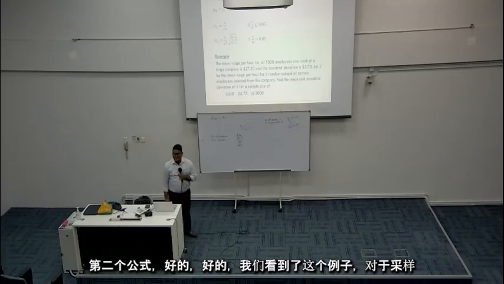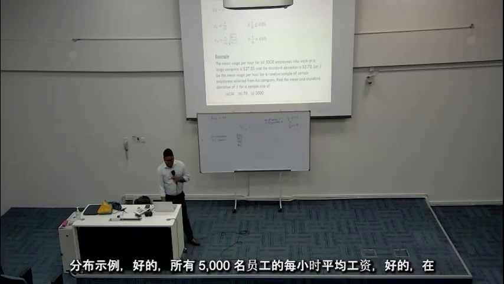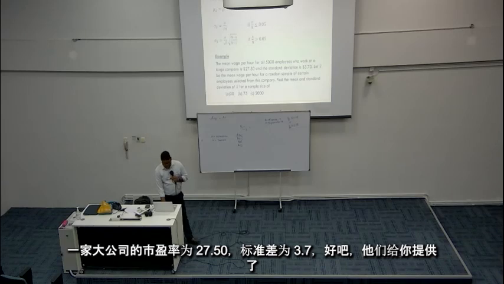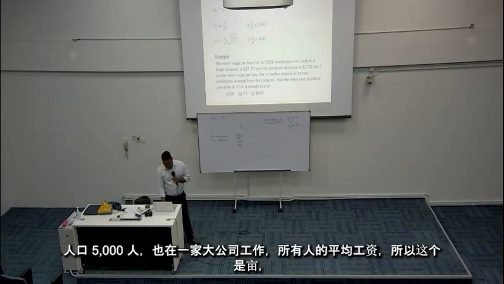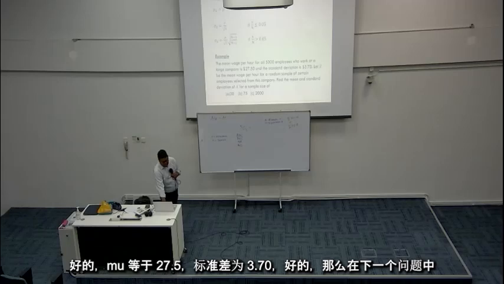We see the example for this one. For the sampling distribution example, the mean wage per hour for all 5,000 employees who work at a large company is 27.50, and the standard deviation is 3.7. They provide you the number of population, 5,000, and the mean wage for all. So this one is mu, equal to 27.5, and the standard deviation is 3.70.